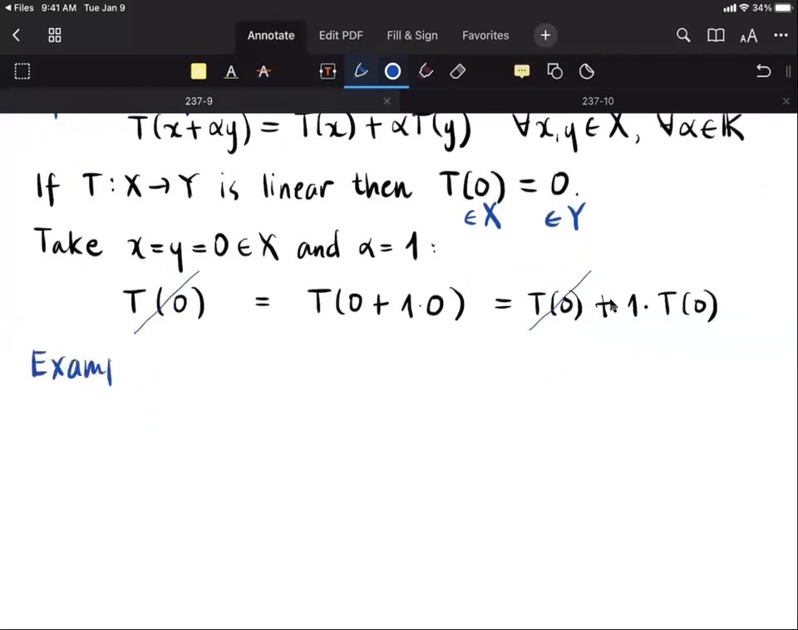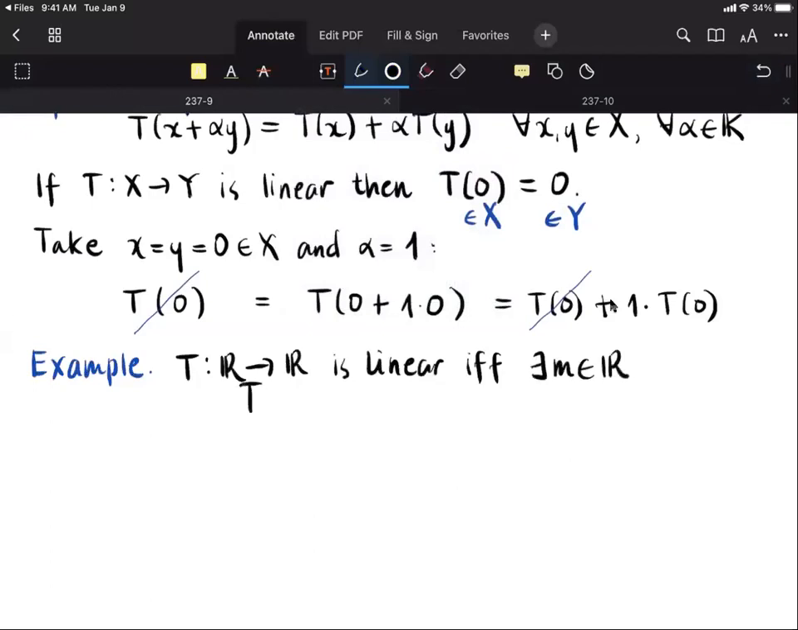So as an example, a map T from R to R is linear if and only if there exists a real number M such that Tx is equal to Mx for all x in R.